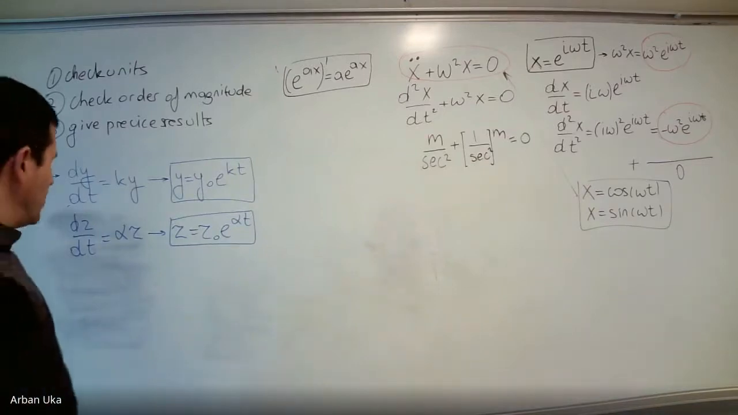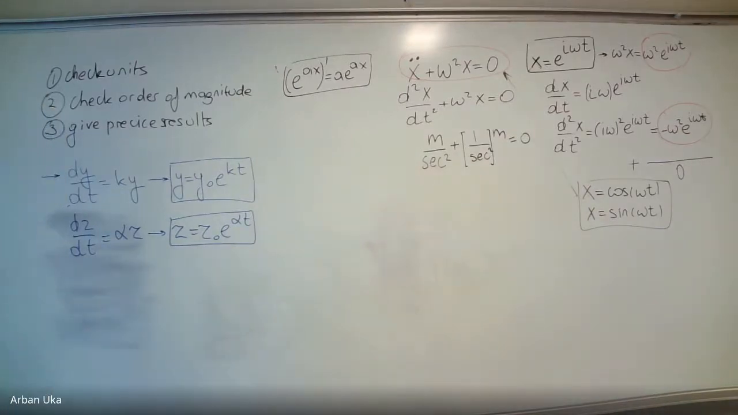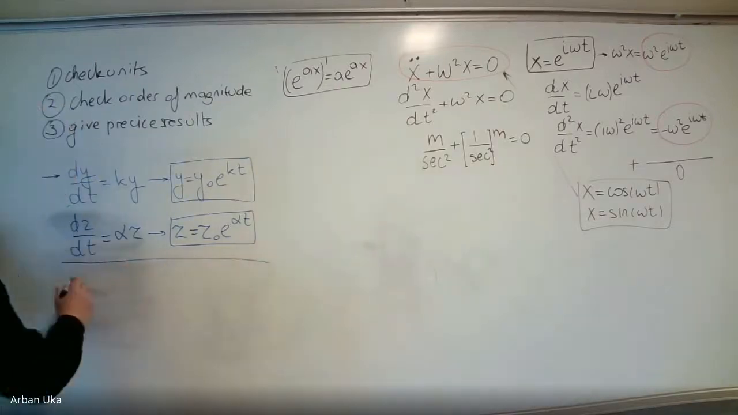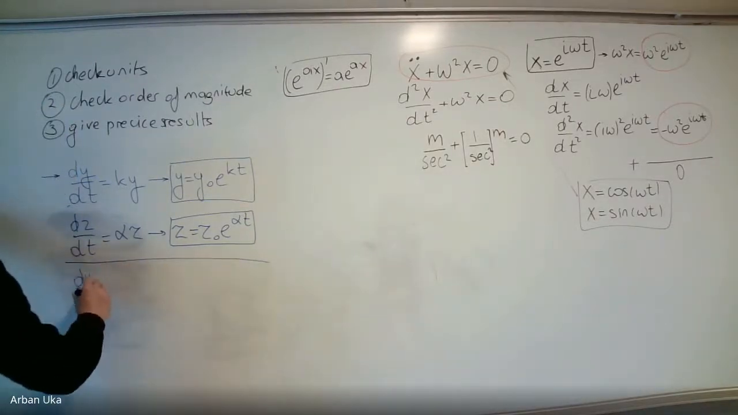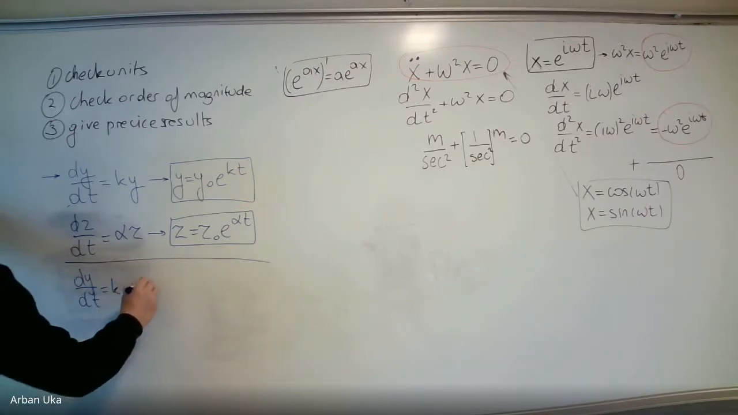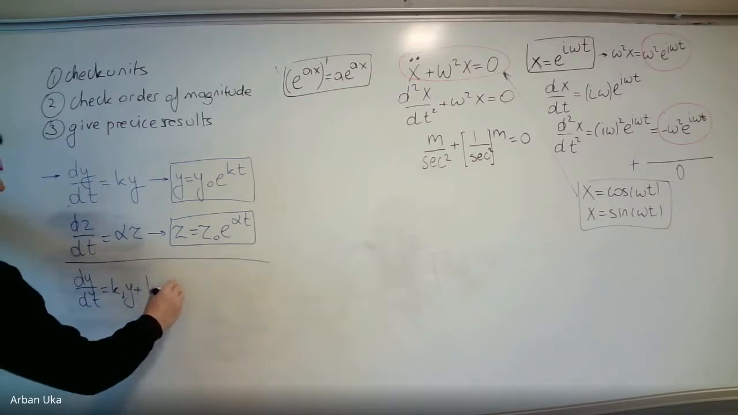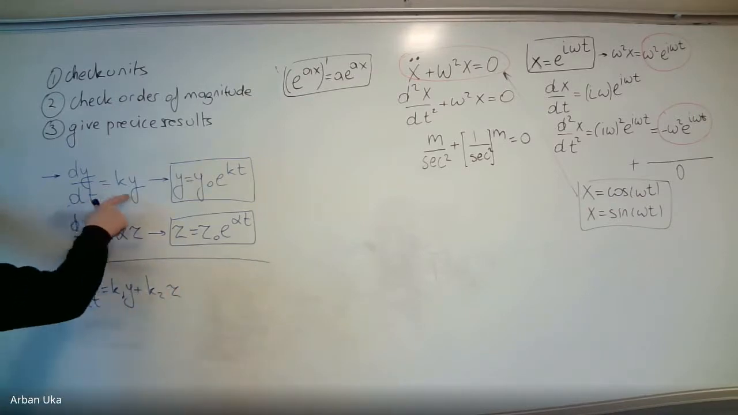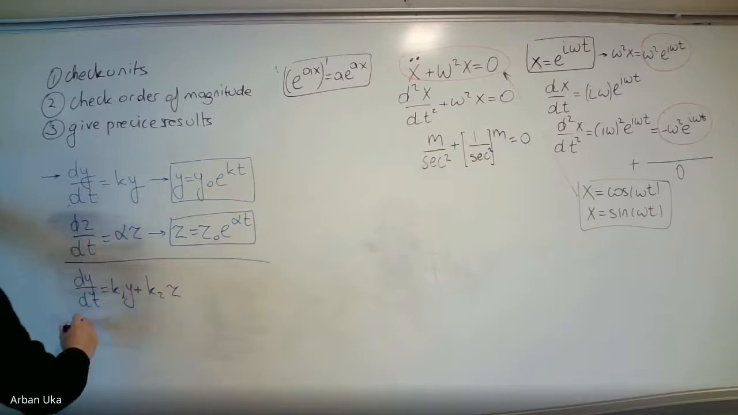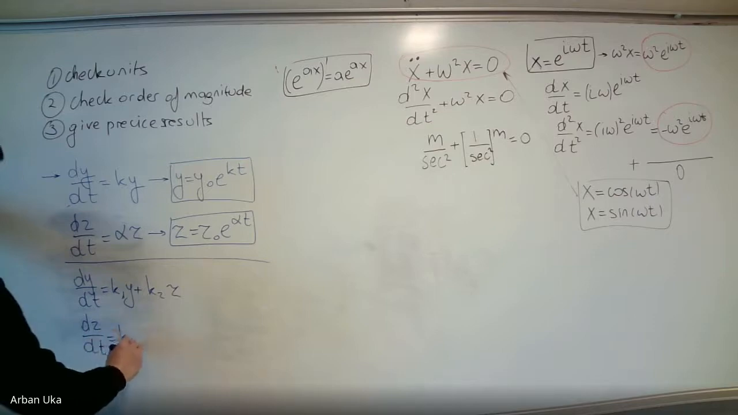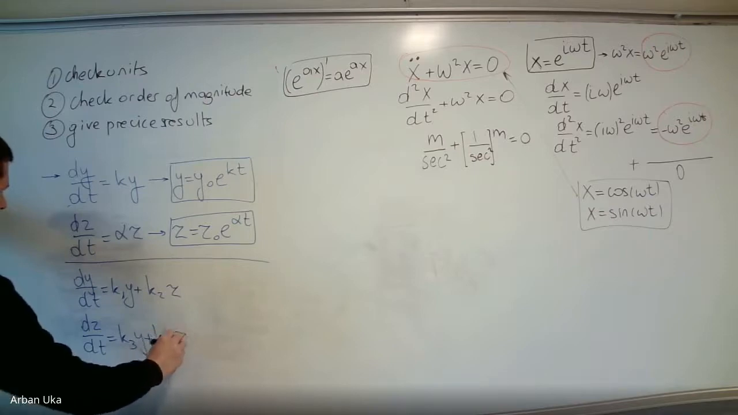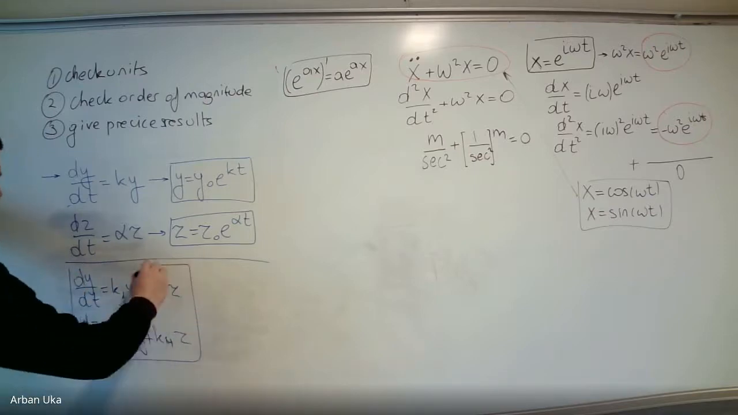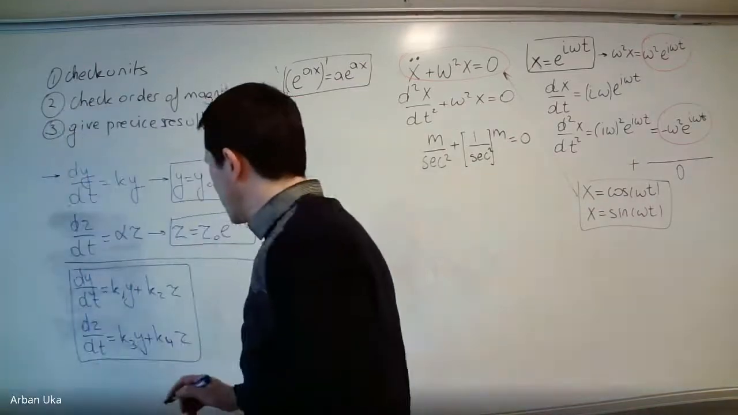Now, this can be a little more challenging because we could have a system that looks like this. We could have dy over dt equal to k1 y plus k2 z. So the y does not depend only on the y, but it depends also on the other variable. And here, dz over dt can be equal to k3 y plus k4 z. So here we have a system of differential equations which are coupled.